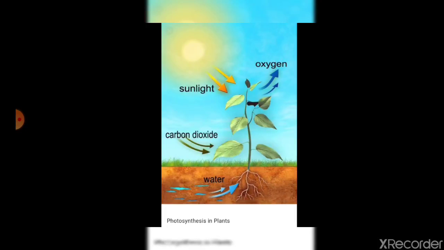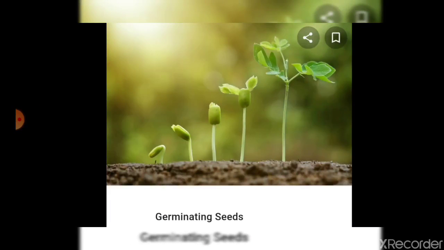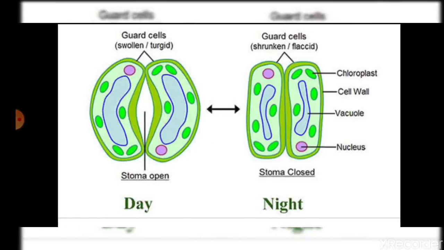Light. Sunlight affects plants and animals in different ways. Green plants prepare food by the process of photosynthesis using sun's energy. Sunlight affects the germination of seeds, flowering in plants, and opening and closing of stomata.